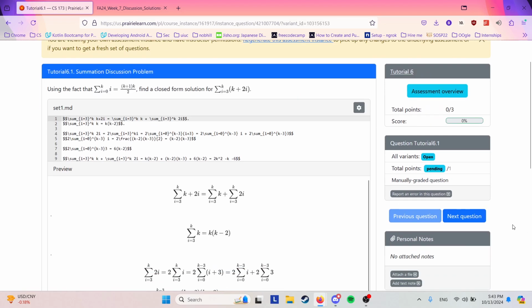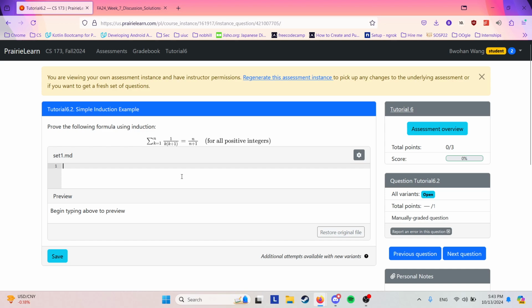Okay, let's move on. All right, the second question is an induction question. So what we need to do is prove this formula is true using induction. First, we need to decide what we want to induct on. In this question, there's really only one thing that changes, which is how many terms there are in this summation, and that's all determined by n, which means in this problem, we'll have to induct on n.